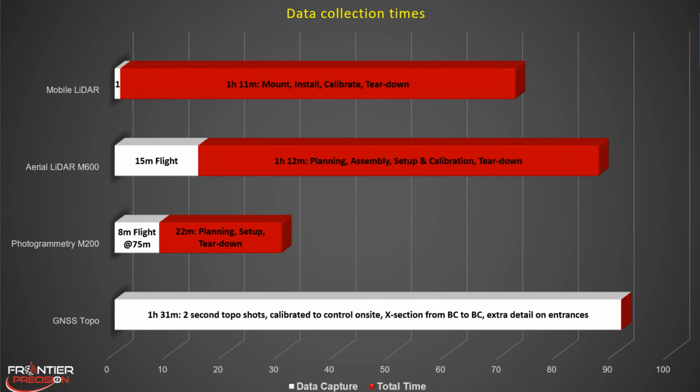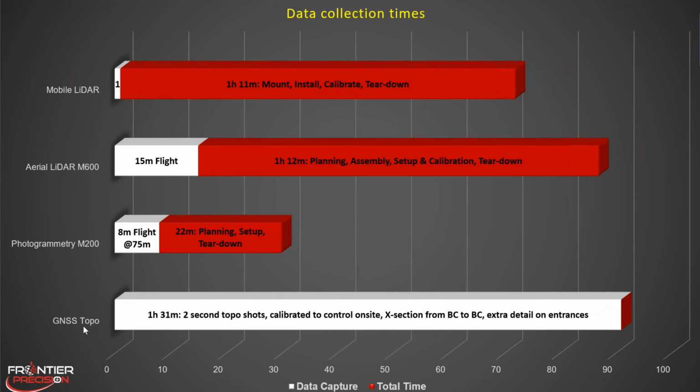We have two aspects of this. We have the physical time it took to collect the data, which is what is in white. But we also have the total time, which is in red, so that includes the other things that aren't part of the data collection. To break this down, we'll start at the bottom and work up.